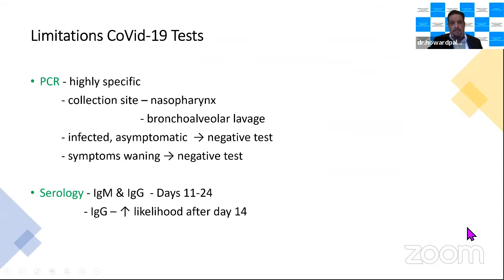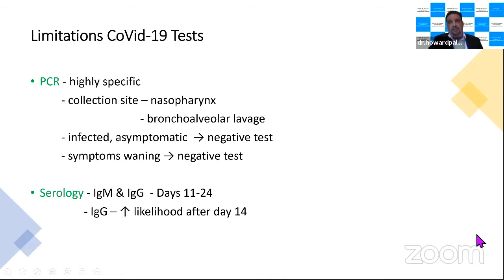Next slide. So what are the limitations of the COVID test if we test patients? Well, the PCR is highly specific. It is important that the collection site is optimal, that's the nasopharynx, or in patients who may occasionally have a tracheostomy, you can use a bronchoalveolar lavage. An infected asymptomatic patient may in fact come up as a negative test, and we have to be very wary of those.